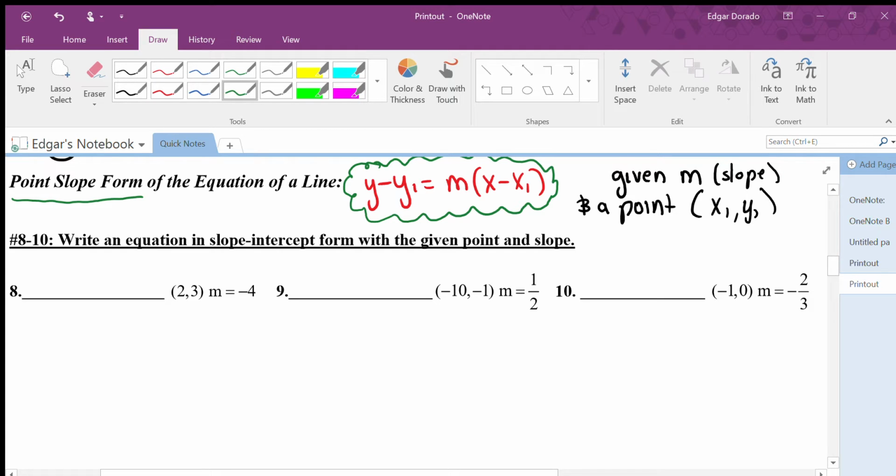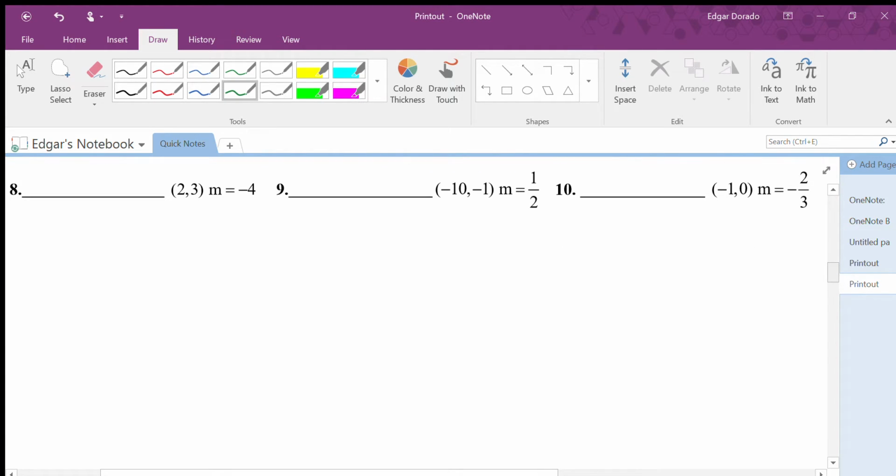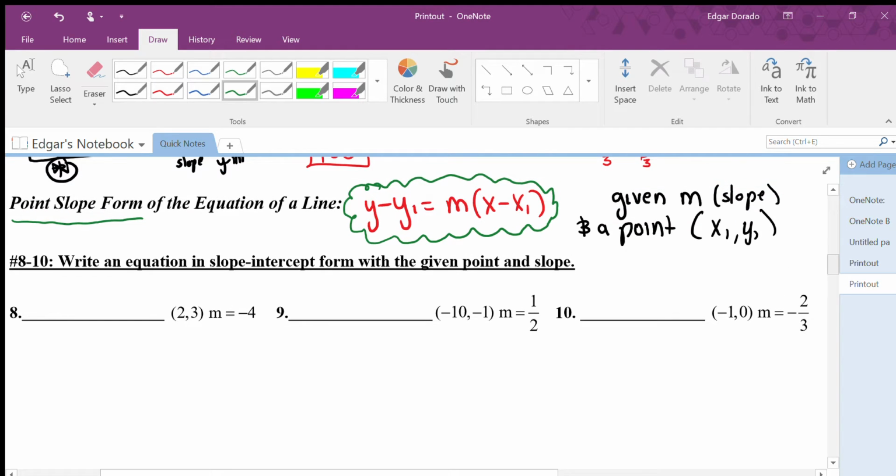All right, so now we're going to basically do the same exact problems we did up top. Okay, but now we're going to apply them a little bit differently. All right, and you'll notice that we're going to get the exact same answers. Well, let's go ahead and do it. Actually, let me zoom up here a little bit. Okay. So now it says, write an equation in slope-intercept form with the given point and slope.